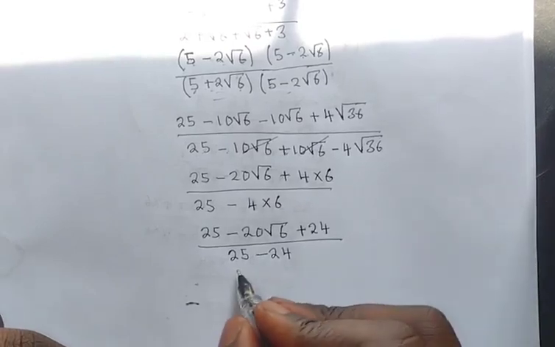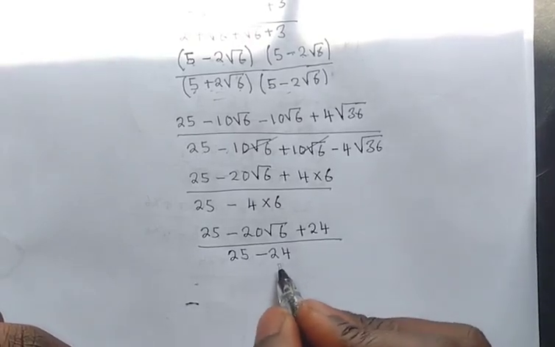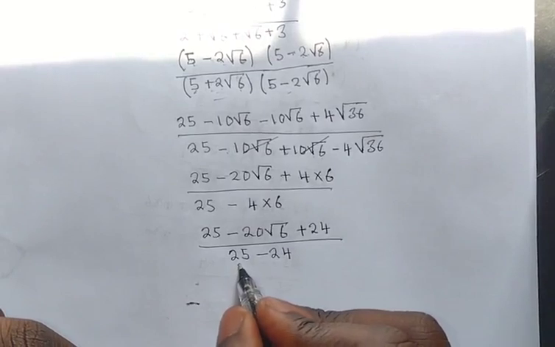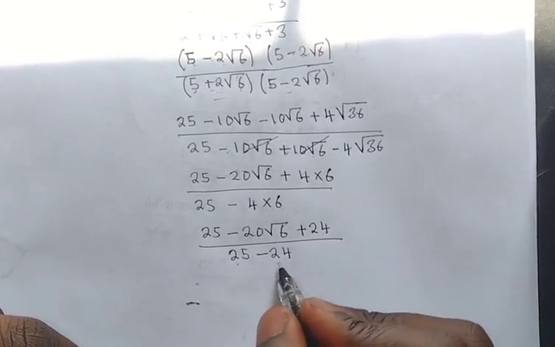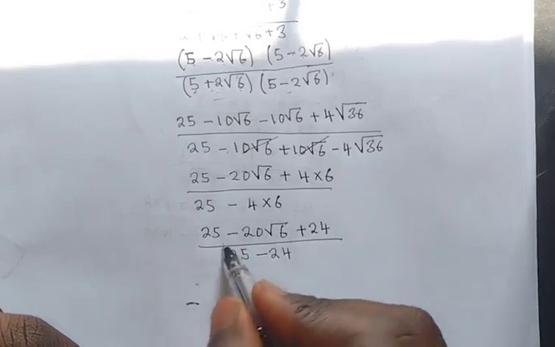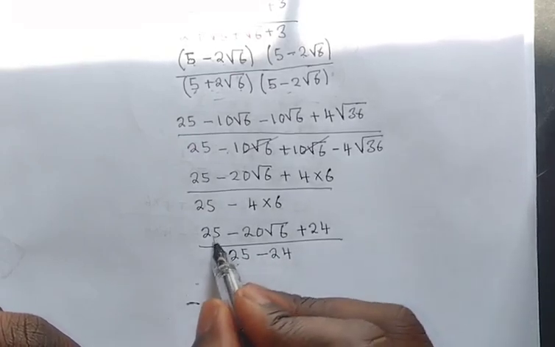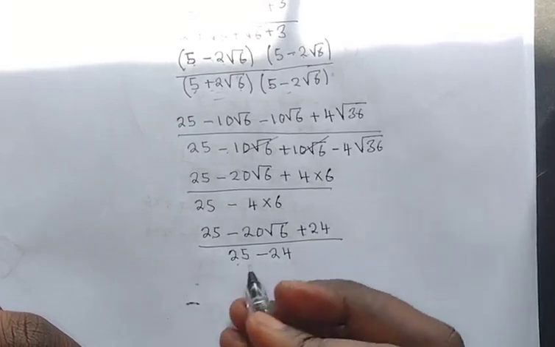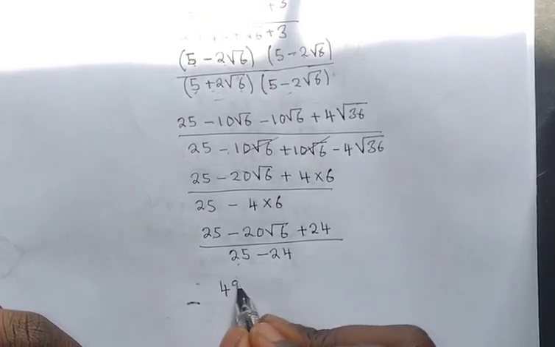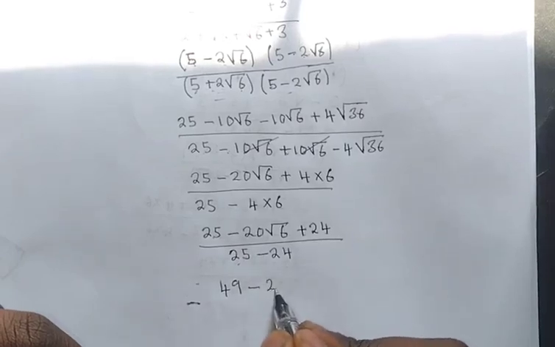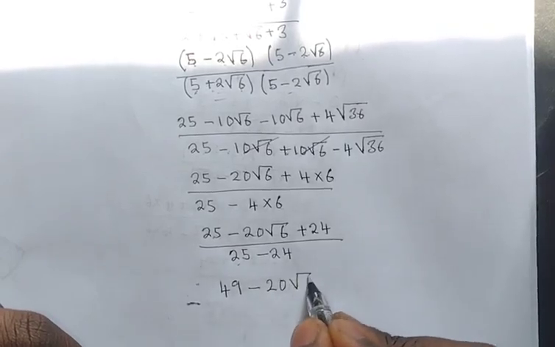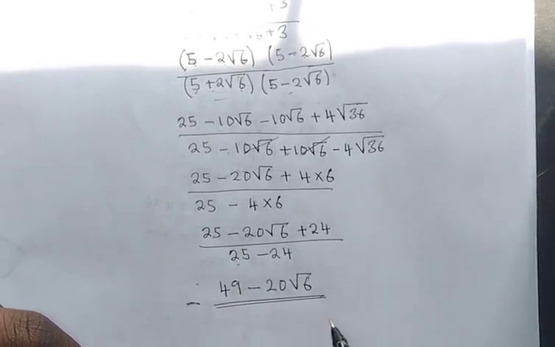From here, look at the denominator. You have 25 minus 24, which will give us a 1. So 1 into this will get the numerator the way it is. So just say 25 plus 24. This gives us 49 minus 20 root of 6. So this is our answer.